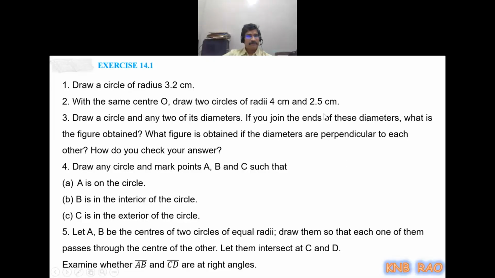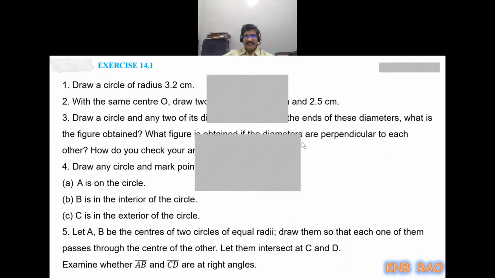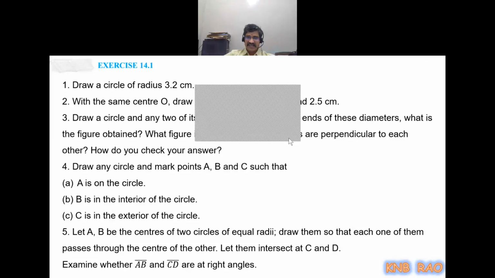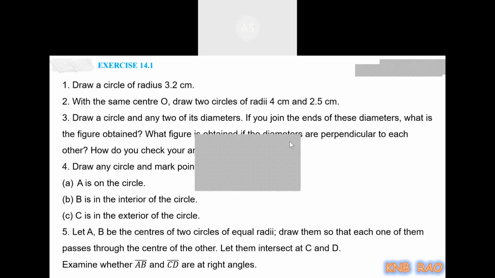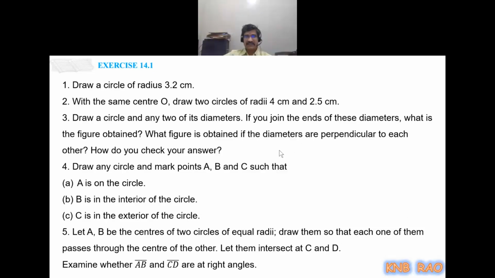Let's go for question number 3. We did joining diameters, right? The figure obtained is rectangle. Now, further question. Read, what figure is obtained if the diameters are perpendicular to each other? Square, sir. Very good. Correct. It is a square. Perfect. How do you check your answer? By drawing, sir.